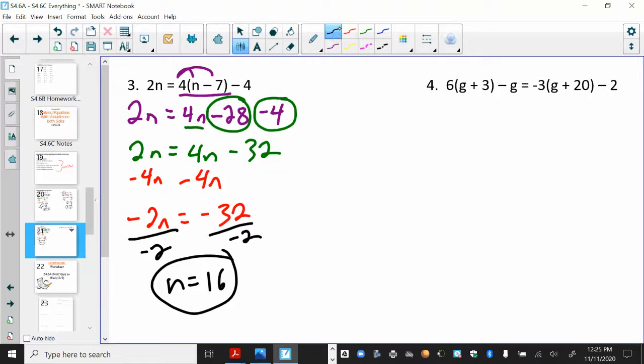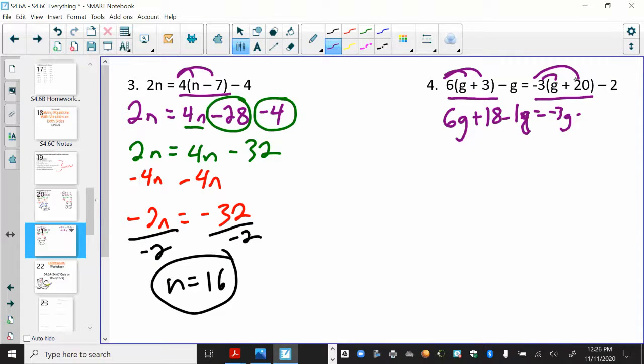All right. Same thing. Here we have, this is our distributive property. Distribute 6g plus 18. I almost wrote the wrong number. Minus, I'm going to call this 1g, just for clarity. 1g equals, oh, here's another distributive property, negative 3g. Negative 3 times positive 20 makes negative 60. And bring down the minus 2.